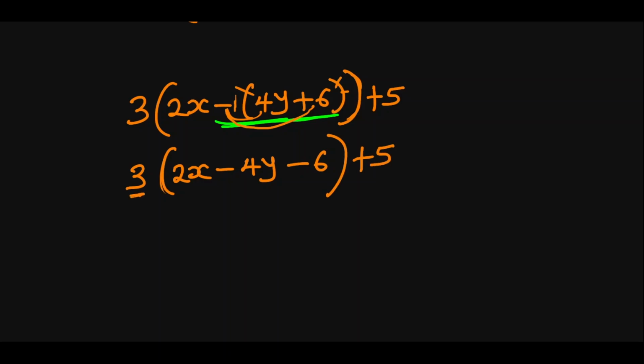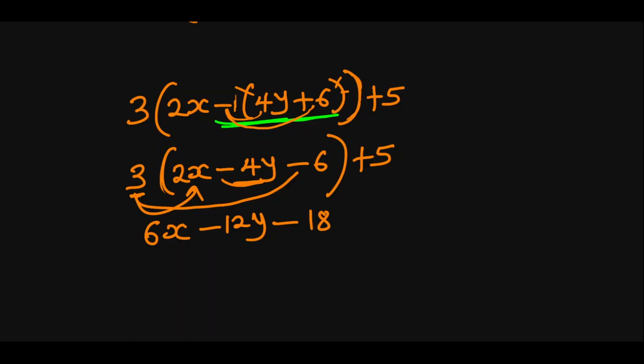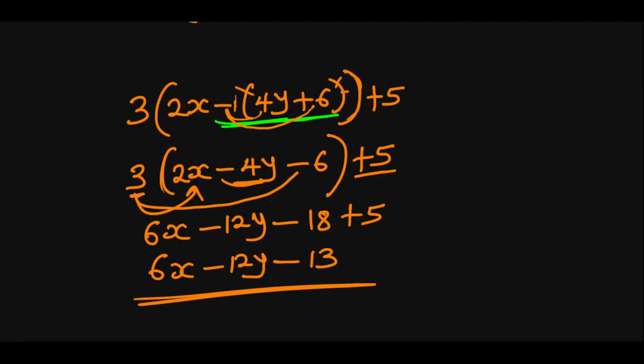So this 3, we multiply everything in the brackets one by one. So this 3 multiplied by 2x gives us 6x. Then 3 multiplied by minus 4y gives us minus 12y. And then 3 multiplied by minus 6 gives us minus 18. Then we put this plus 5. So if we simplify further, it gives us 6x minus 12y minus 18 plus 5 is minus 13. So that becomes the final answer.